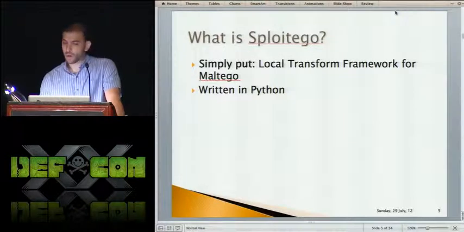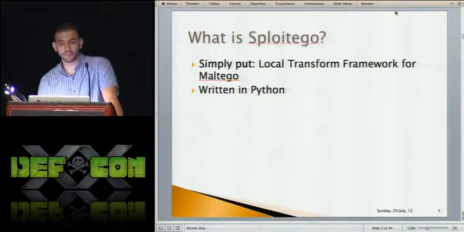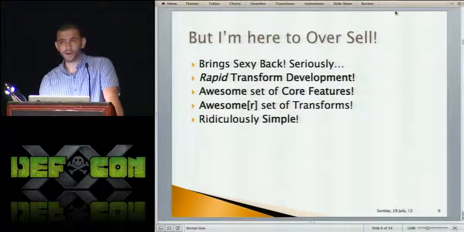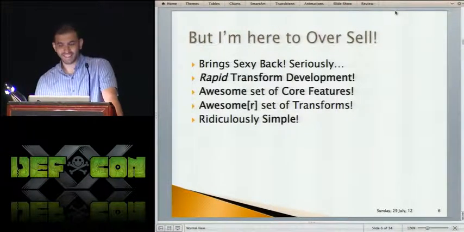So as I said, what is Sploitego? It's a local transform framework for Maltego. I wrote it in Python. But I'm here to oversell it. Andrew was telling me I was underselling it the whole conference, so I'm going to make my best to sell this. So it brings sexy back. Seriously.